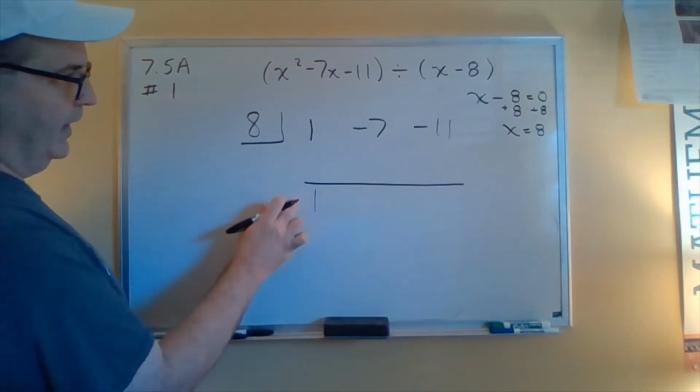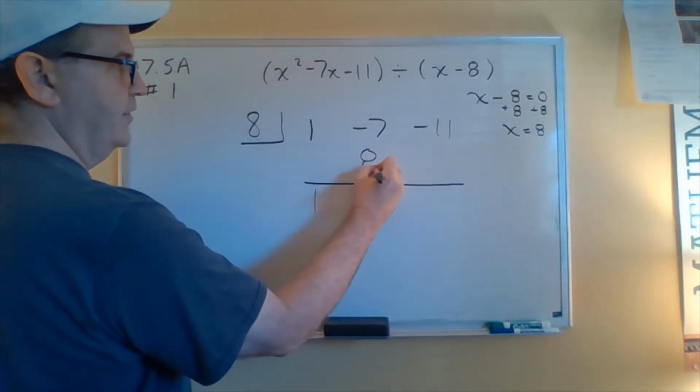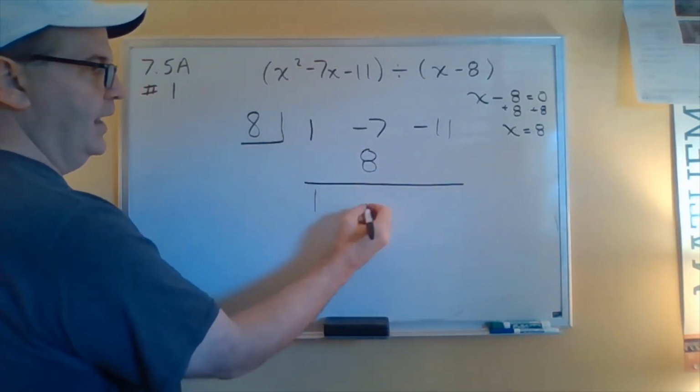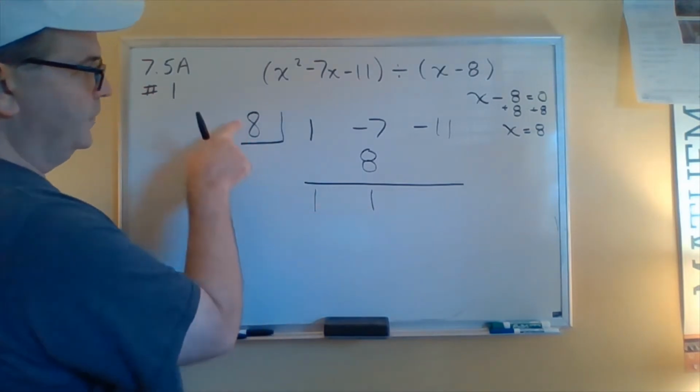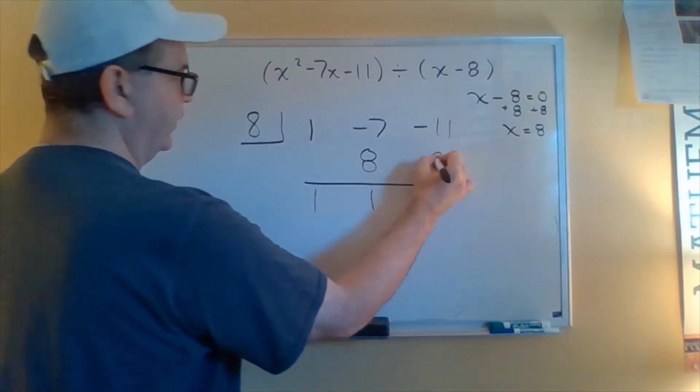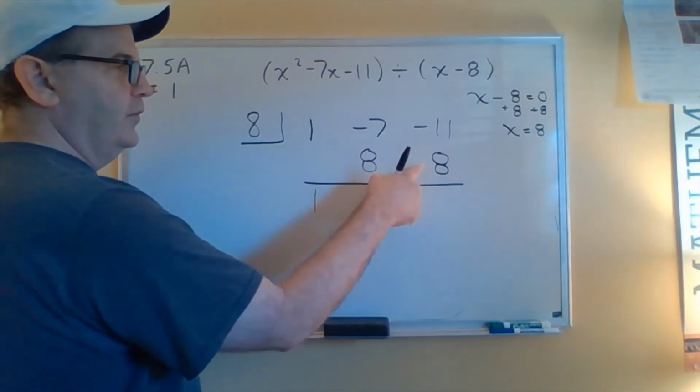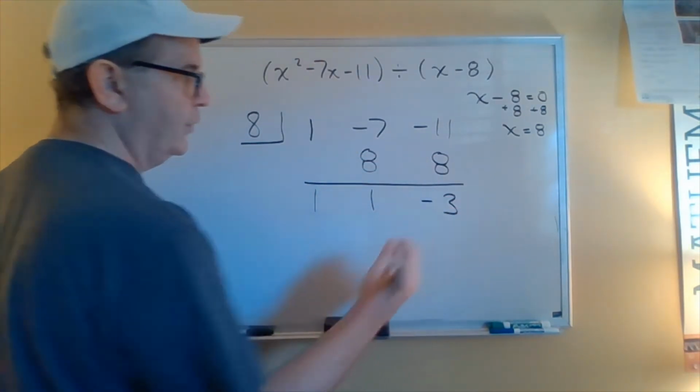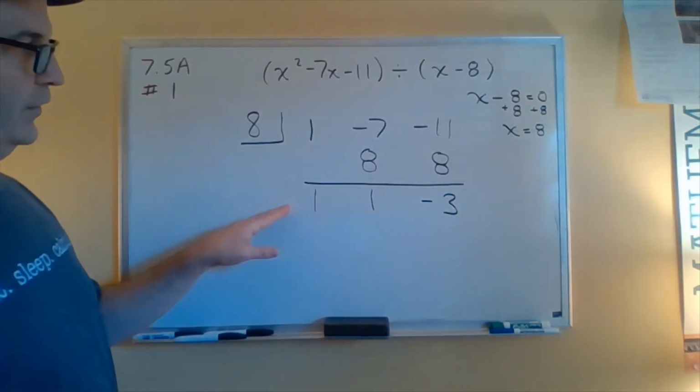So we're going to multiply 8 times 1. That is 8. We add negative 7 and 8. That's just 1. 8 times 1, still 8. So negative 11 plus 8 is negative 3. So these are now the coefficients of our answer.